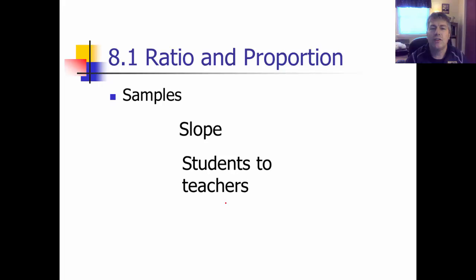The ratio of students to teachers. A lot of schools or colleges will brag about their student-to-teacher ratio. So they want fewer students per teacher. And something that's probably near and dear to your heart, the ratio of boys to girls at a school or on a team or that kind of thing. That's something you might look at. So just a couple examples there of ratios.